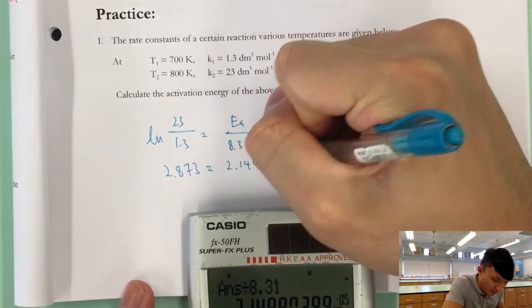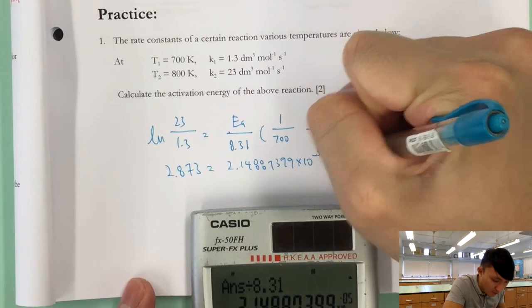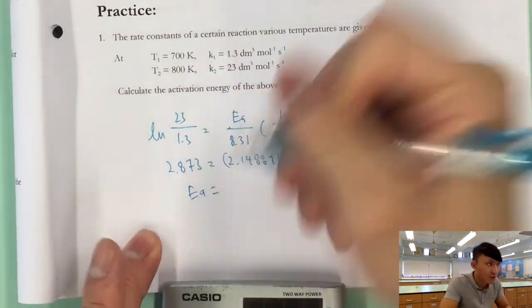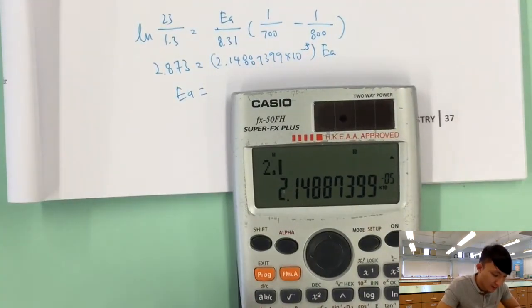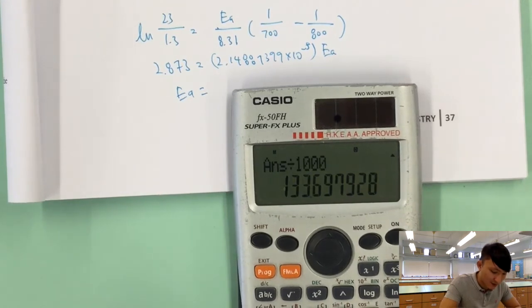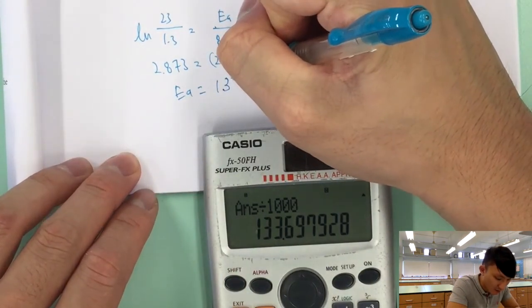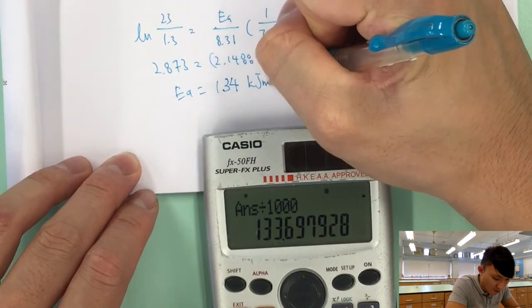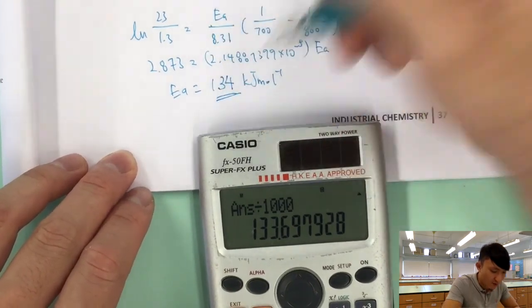And we have 2.14887 multiplied by 10 to the power of minus 5. So EA equals 2.873 divided by this number divided by 1000. And we have 134 kilojoule per mole. Okay?